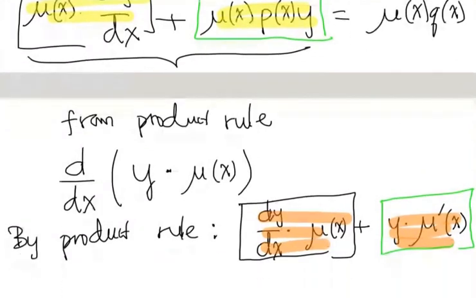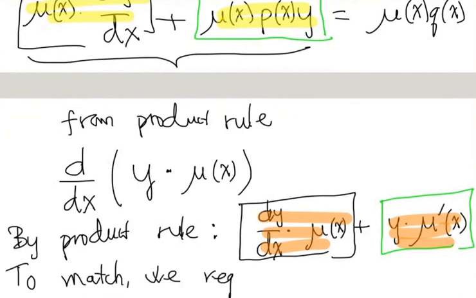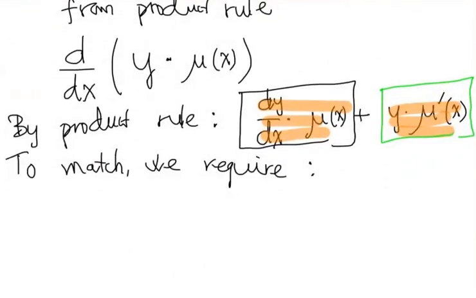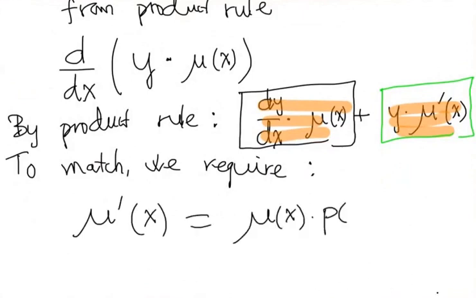So to match, we require that mu prime of x should be the same as mu of x times p of x. That's the only thing needed. Mu prime of x is mu of x times p of x.